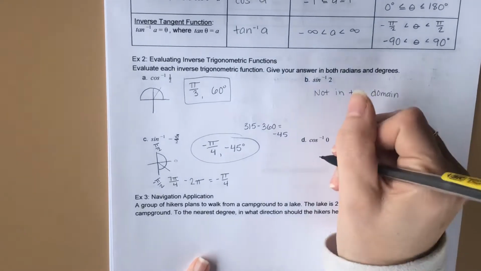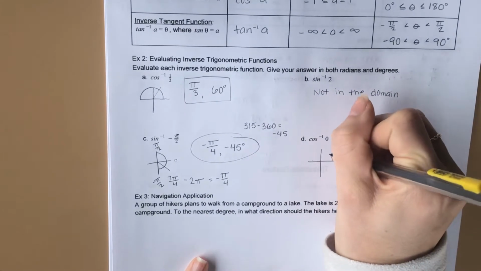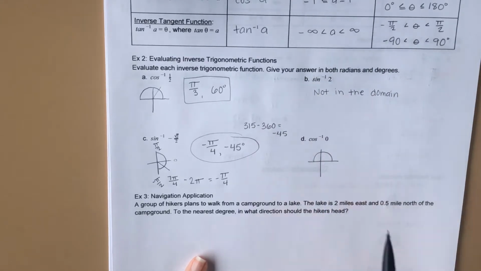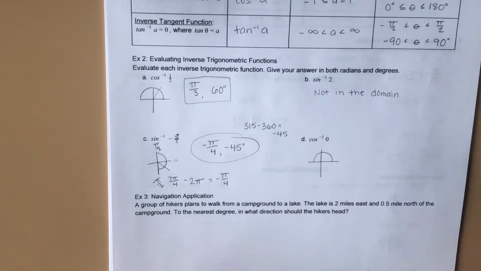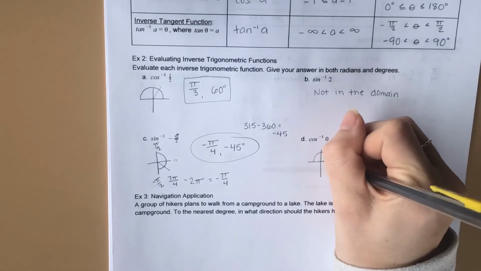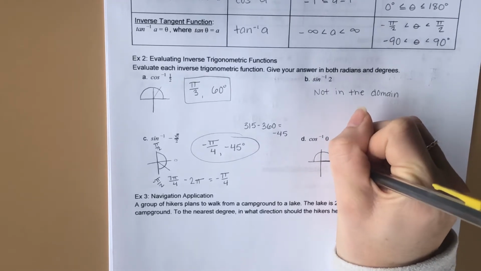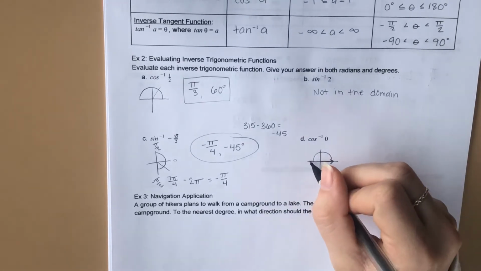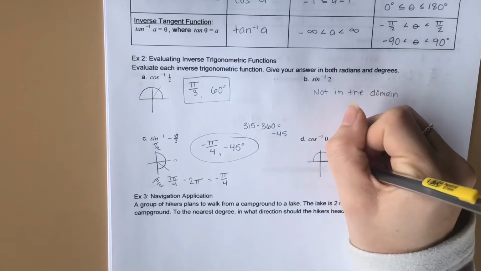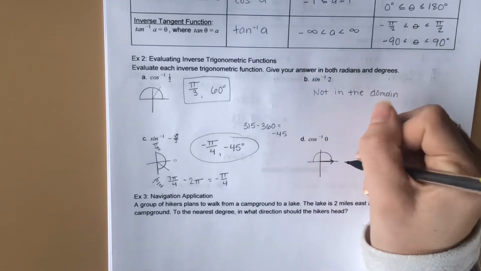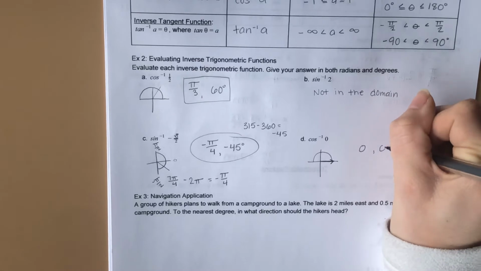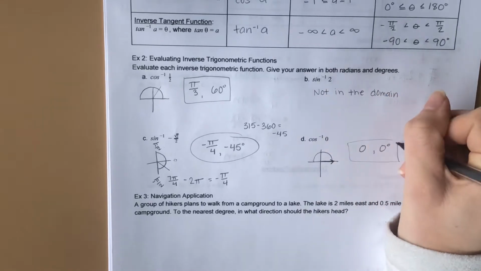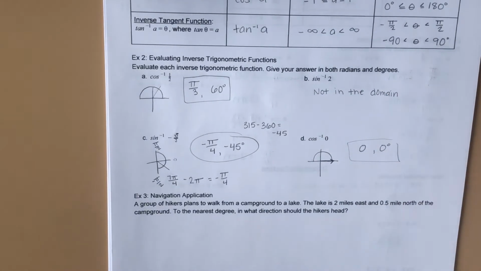Okay, so then we have cosine. So once again, we're up on one of these two quadrants. 0 is right here. That does fall in my range because my range is from 0 to pi. So I would have my radians be 0, and then my degrees would be 0 degrees. Okay, these will be on the homework, so you guys can be practicing on that.